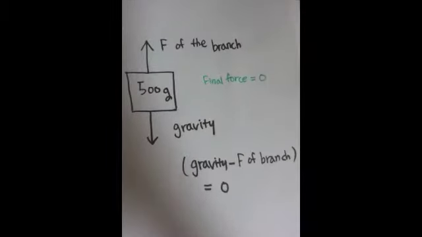Next, let's turn the apple free body diagram into vector resolution. We need to subtract the force of the branch from gravity. The result is 0, and therefore, this is why the apple is keeping its place on the branch.